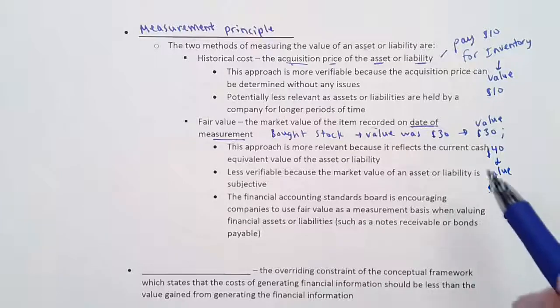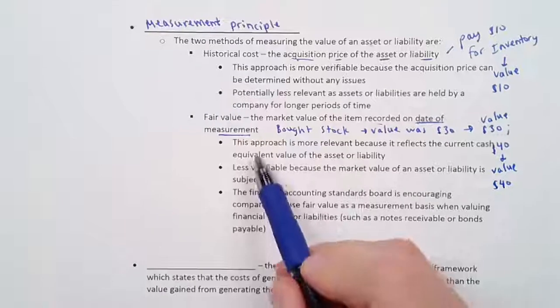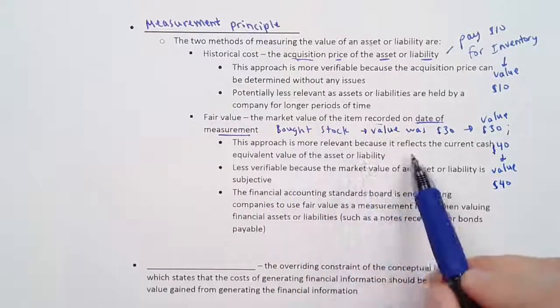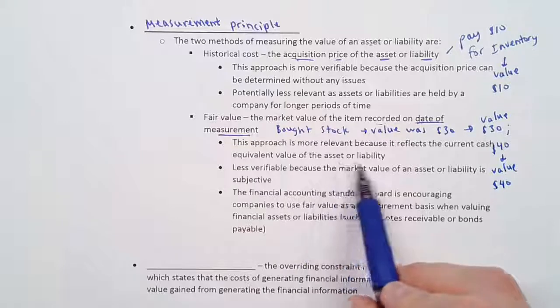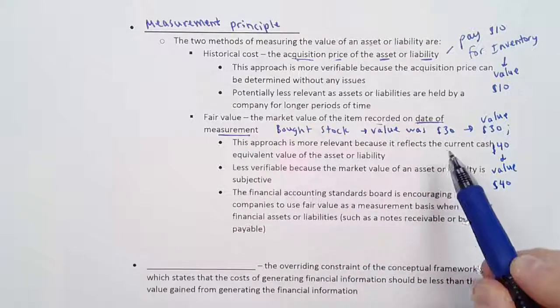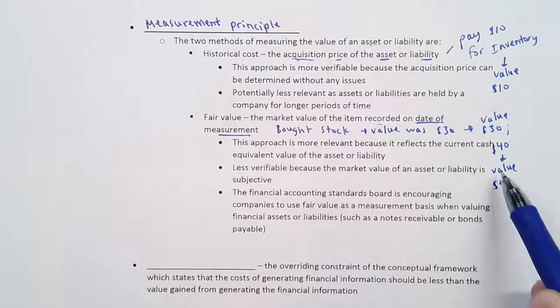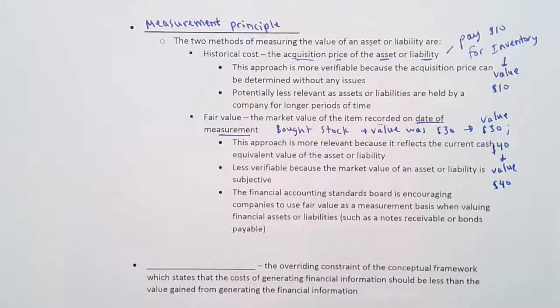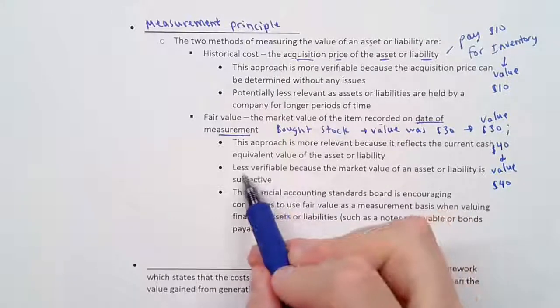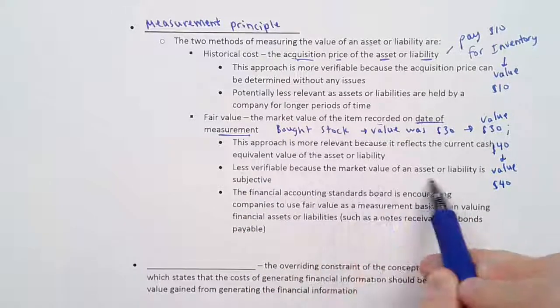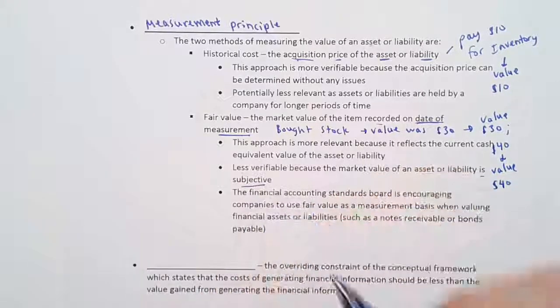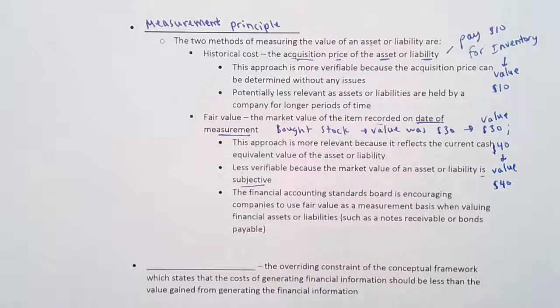Okay, this approach is more relevant because it reflects the current cash equivalent value of the asset or liability, right? Like we just showed in this example here, if the value of the asset or liability changes, we're going to mark it up or mark it down. We're going to increase the value of the asset or the liability or decrease it, okay? However, it's less verifiable because the market value of the asset or liability is subjective, right? So you have to determine, what's the fair value of Apple's stock? Well, that could be different to different investors, right? And so we could potentially come up with some problems in terms of determining what is the absolute market value, right?